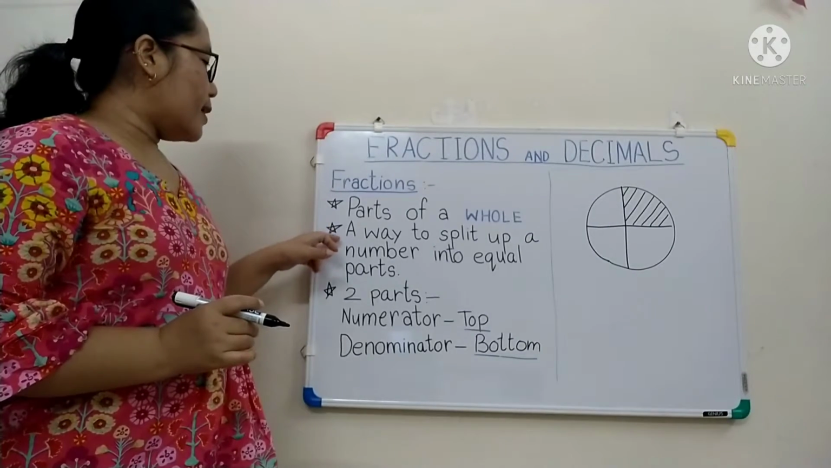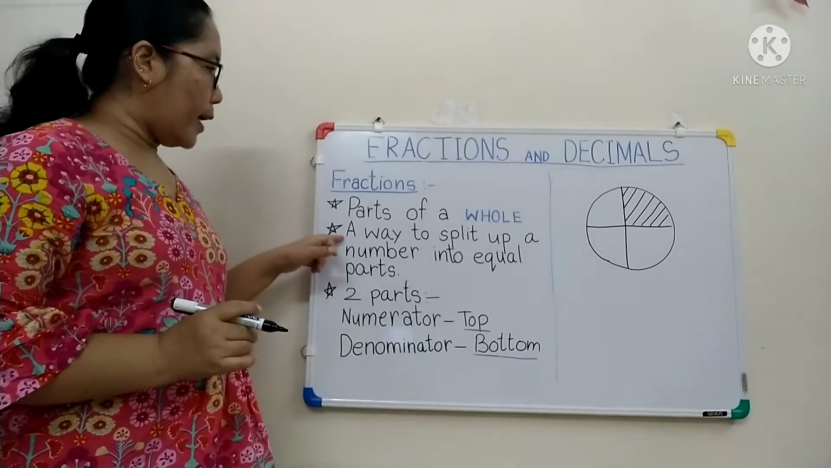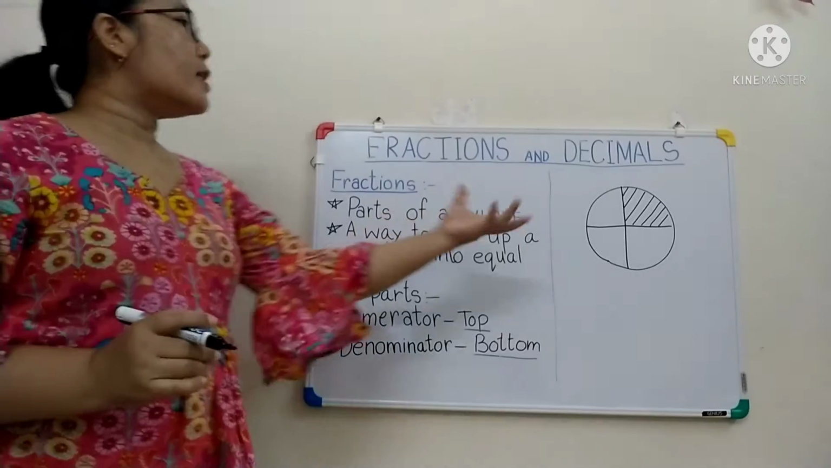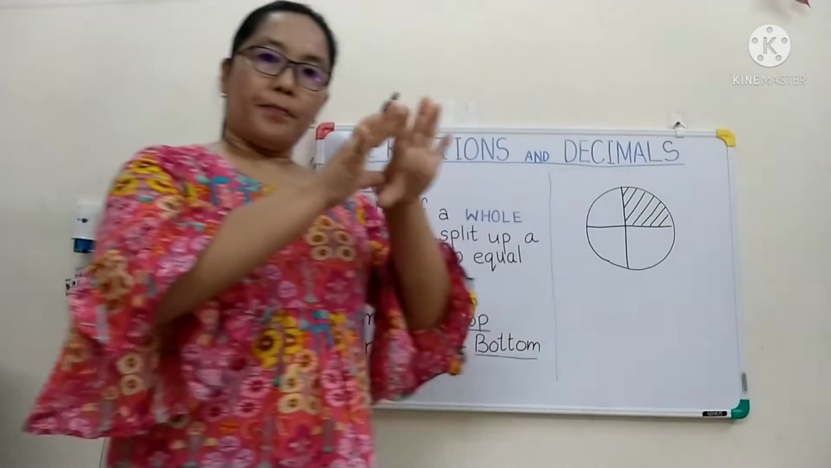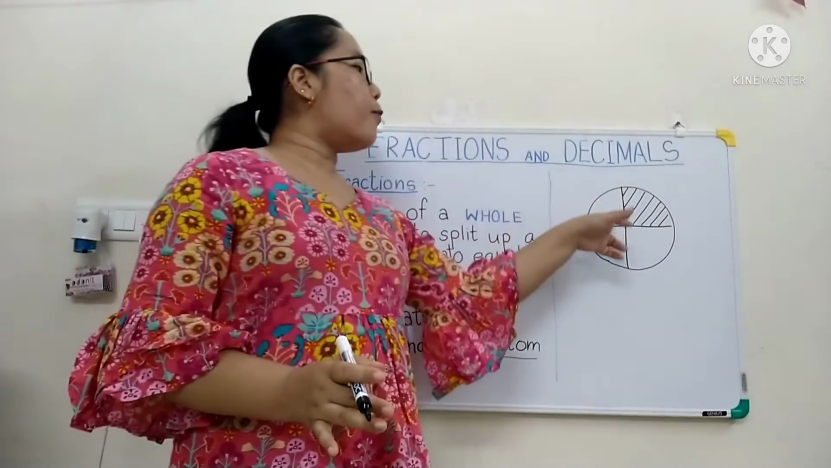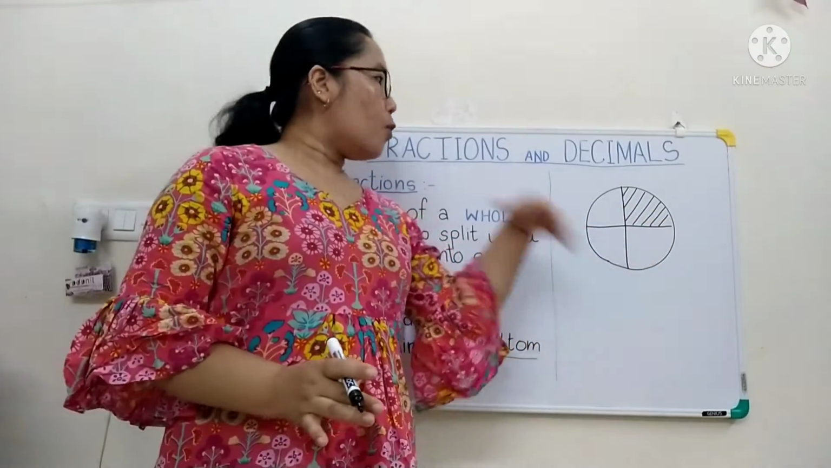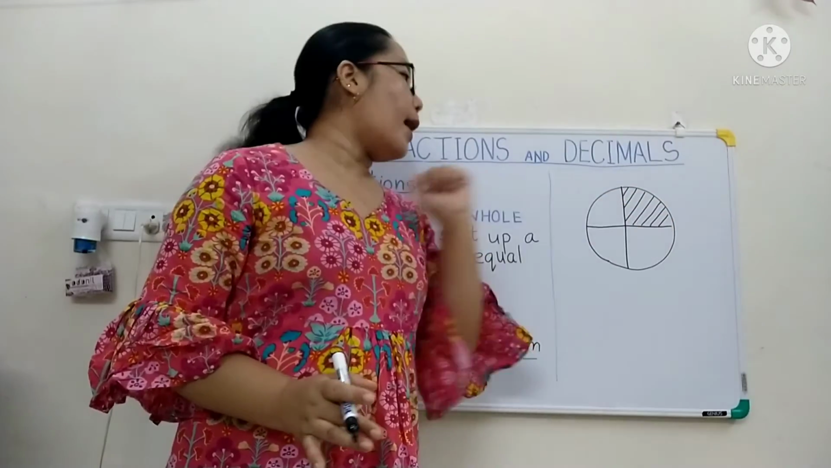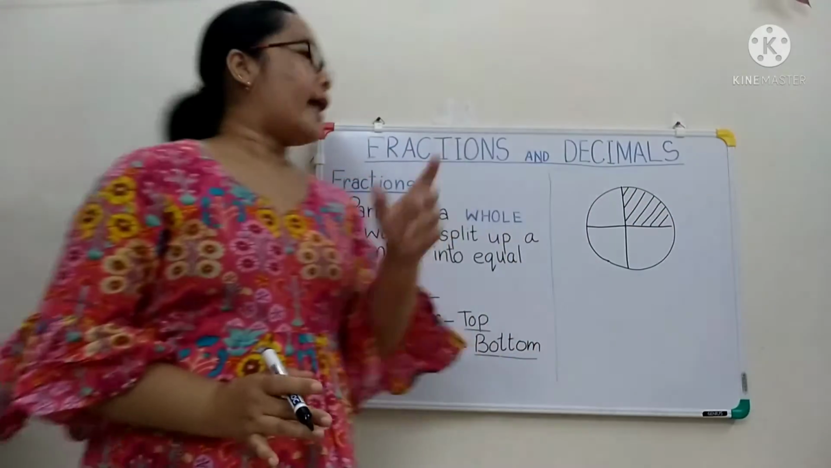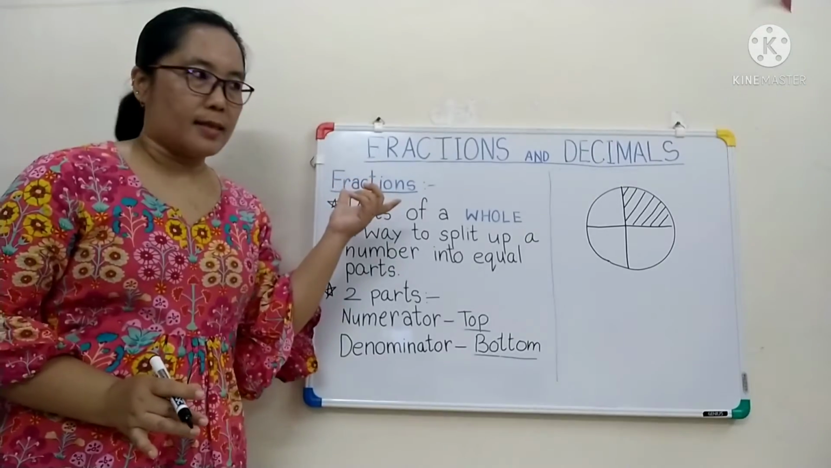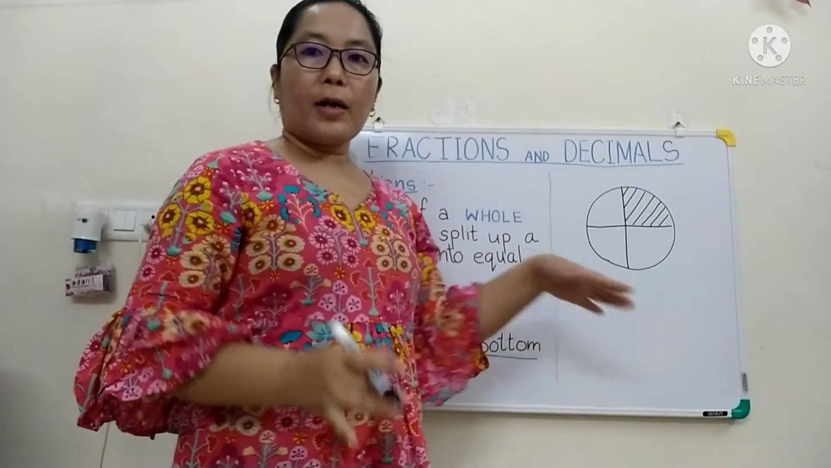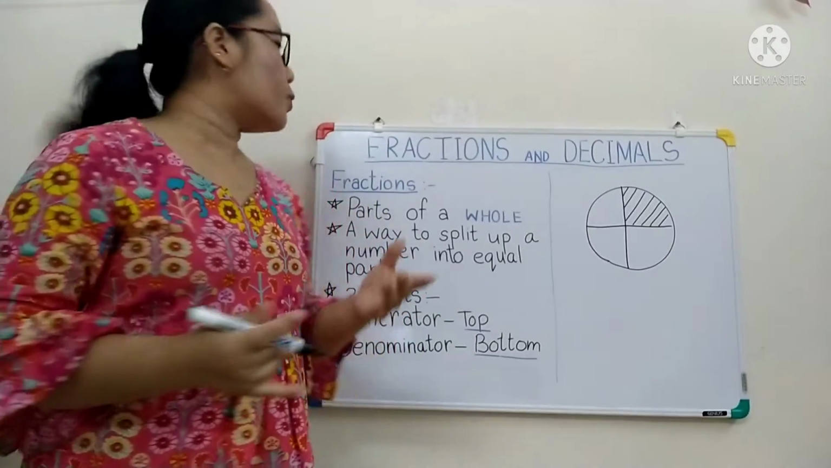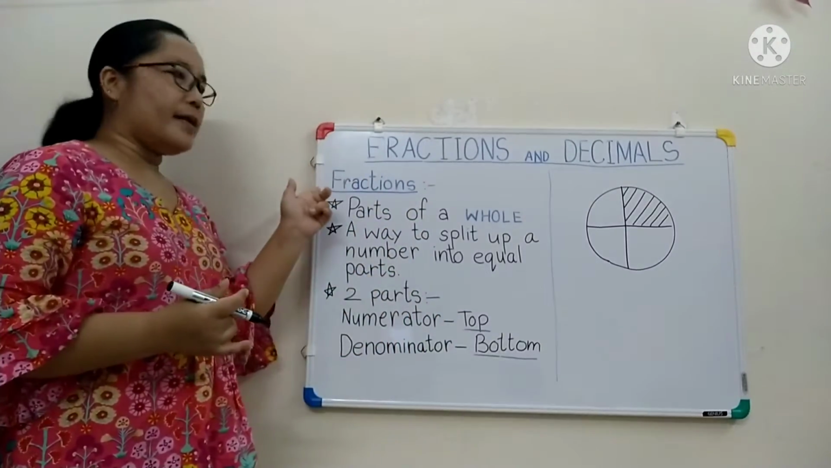Another way we can say it is that a fraction is a way to split up a number into equal parts. So this whole circle I split equally into 4 parts. From there we take the required part with the help of the fractions concept. Not only in a circle but also in other shapes and other conditions we can apply fractions.